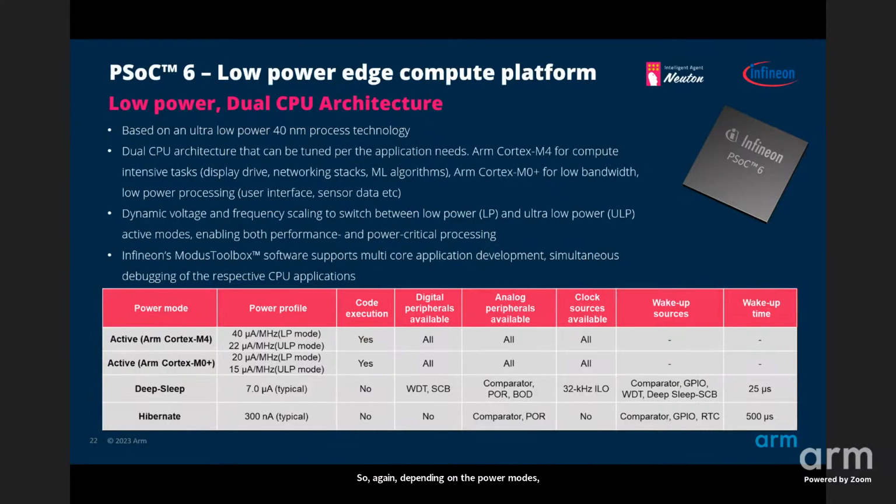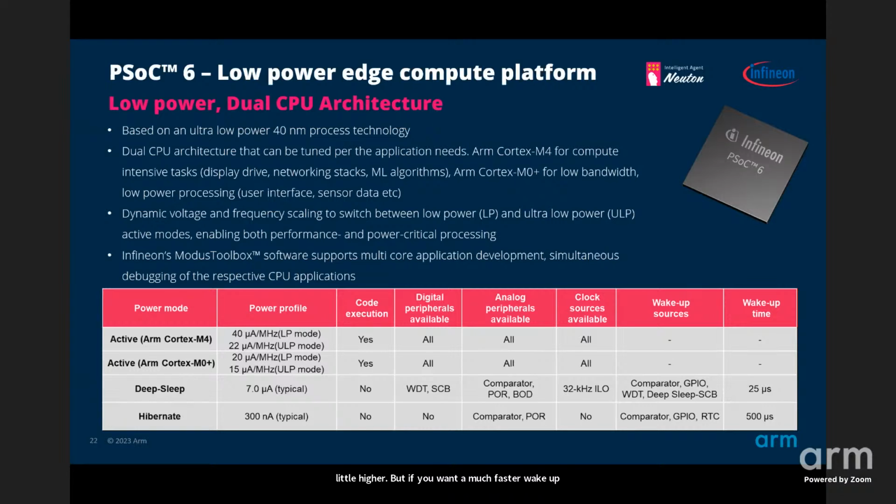In the lowest power consumption mode, for example, the hibernate mode, which consumes as little as 300 nanoamps, all the peripherals are pretty much turned off, and you have very few peripherals like the comparator, RTC, and GPIO-based wake up available. The trade-off, obviously, is that your wake up time is a little higher. But if you want a much faster wake up time, the deep sleep mode is another option.